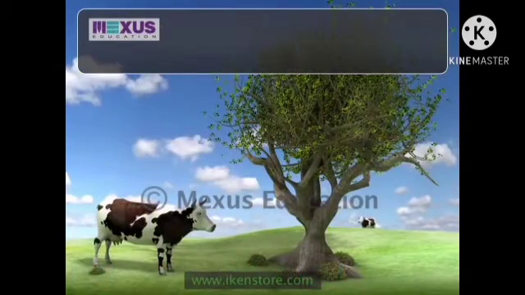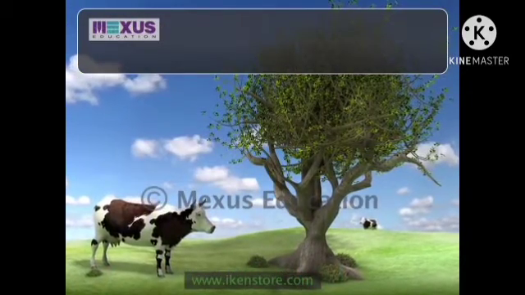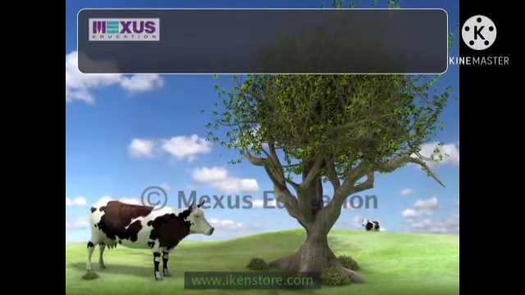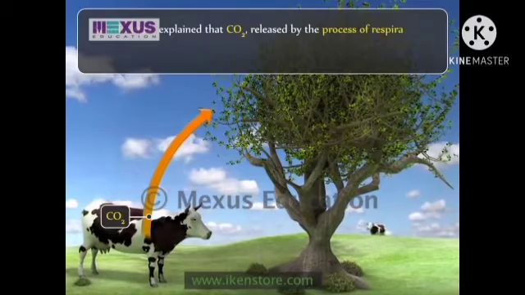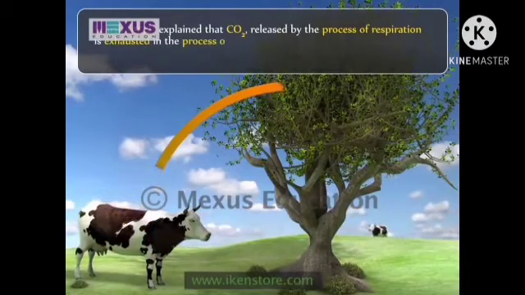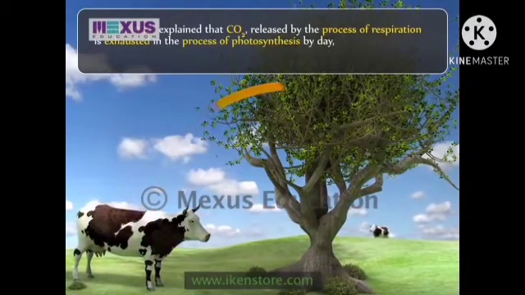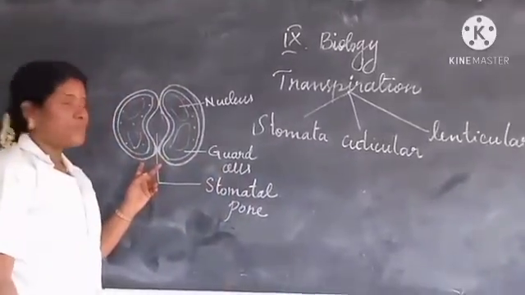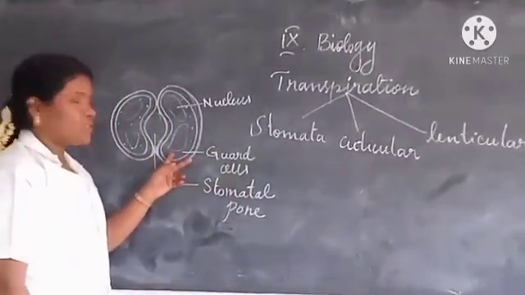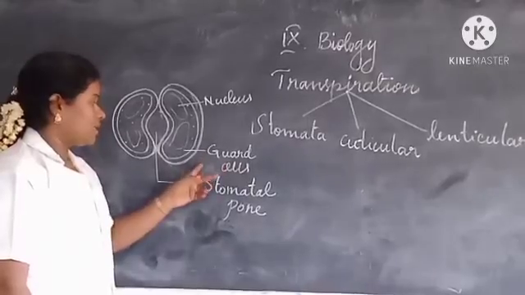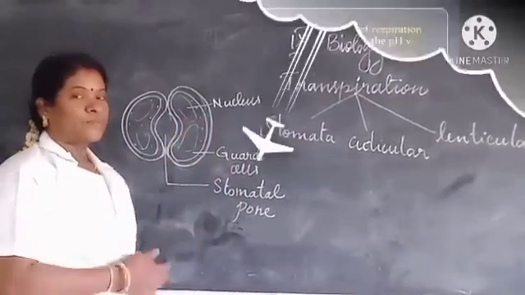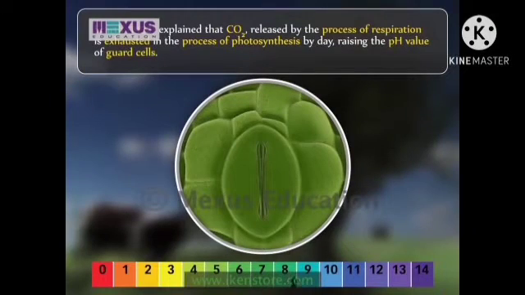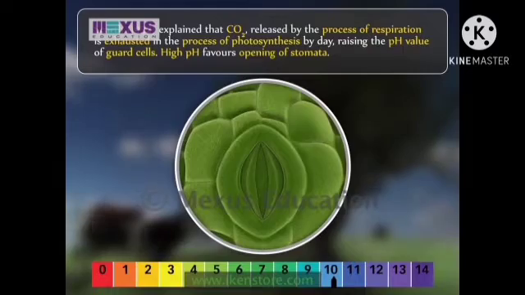Scarth, in 1932, supported Sayeri's view. He explained that CO2, released by the process of respiration, is exhausted in the process of photosynthesis by day, raising the pH value of guard cells. This is the structure of stomata. This is the stomata surrounded by guard cell. This is the stomatal pore. This is the nucleus. High pH favors opening of the stomata.